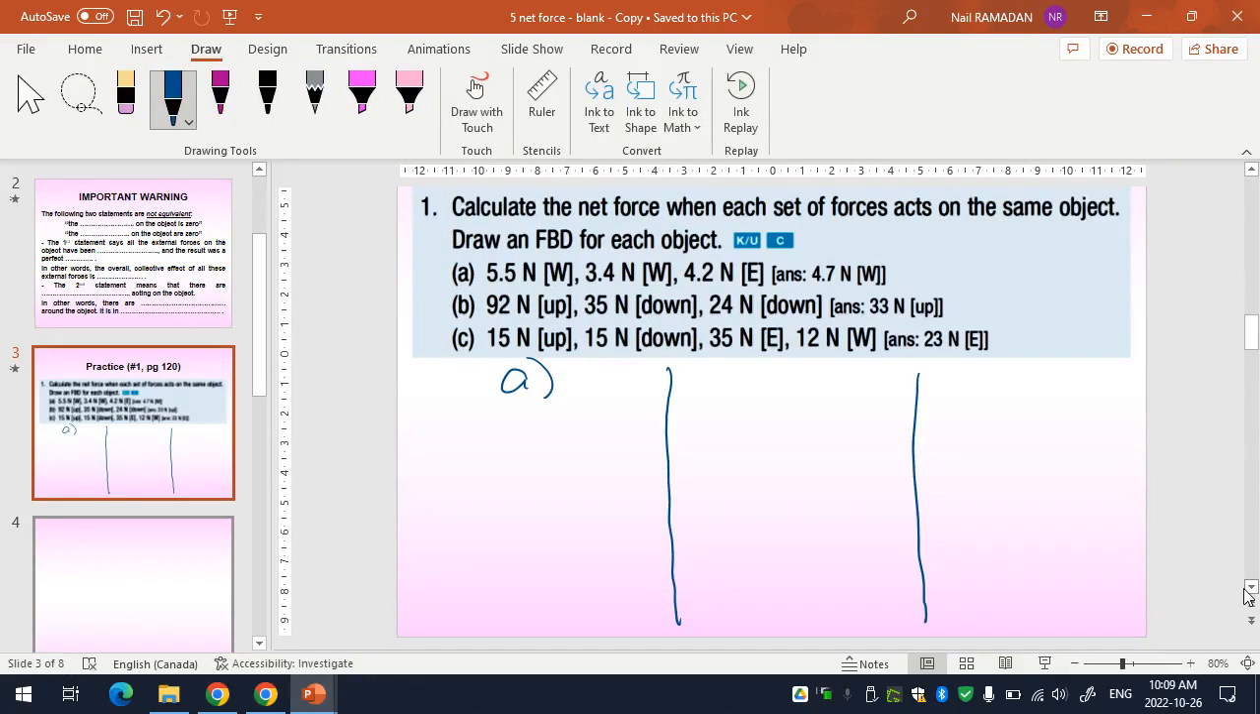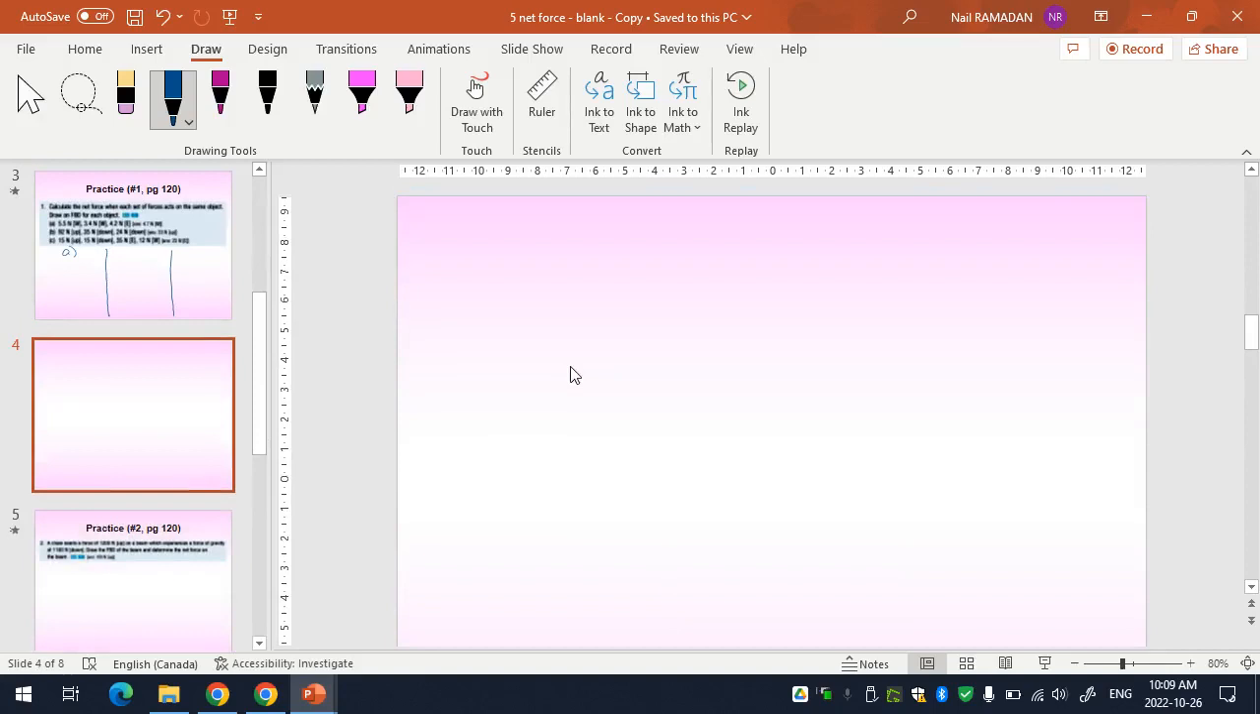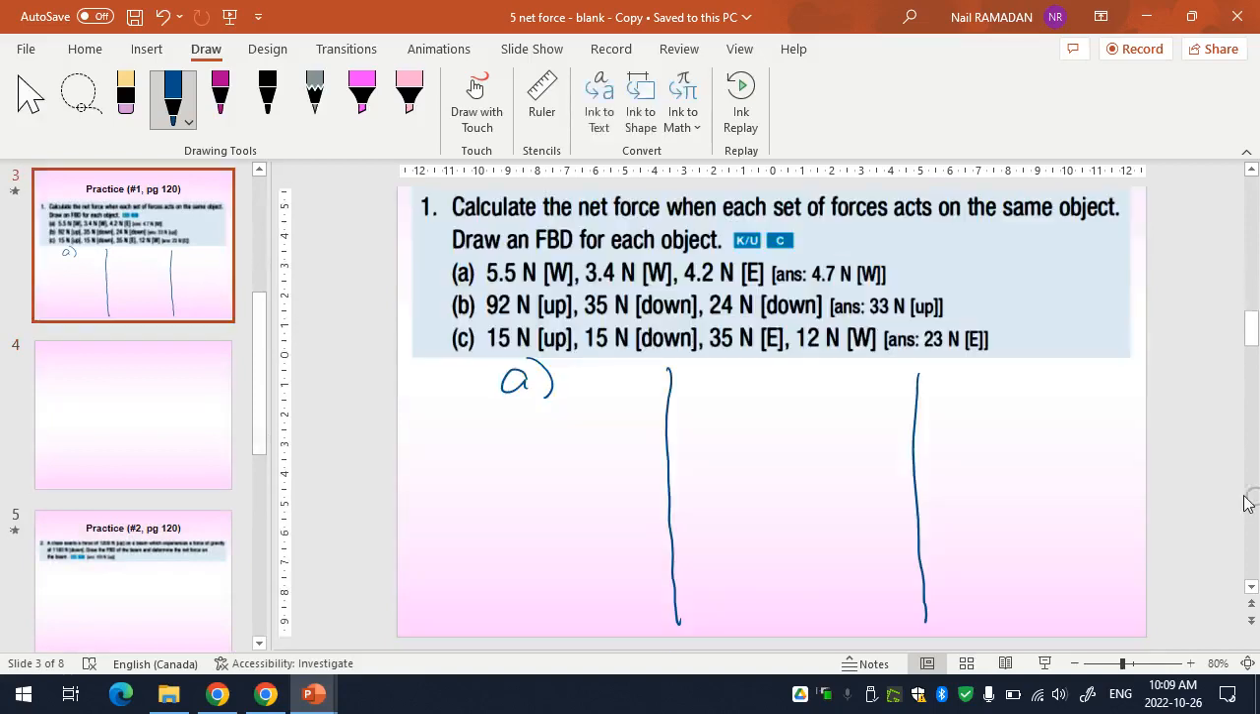By the way, is this one-dimensional or two-dimensional? Why one? Because what directions do you only have? West and east. Okay, so here is this. What do we have? We have this much on the west, 5.5 newtons. We have also this much, which is how much? 3.4 newtons. And then we have 4.2 newtons. Okay, now how do you write the Fnet statement, everyone?